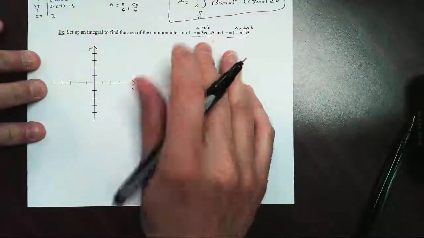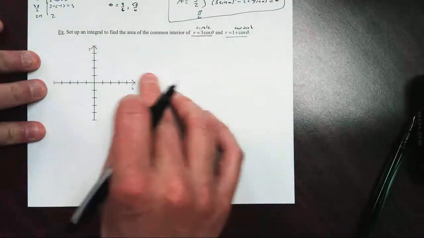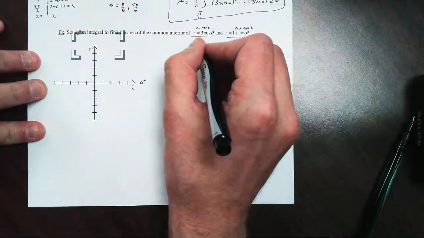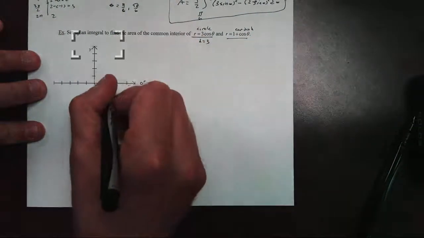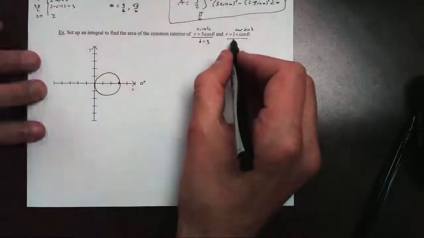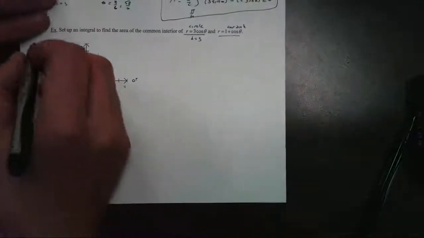Alright, so first thing I want to do is graph the circle. Now, graphing the circle is really not that bad. This is going to be a circle on the x-axis, and it's going to have a diameter of 3, so I can graph this one real quickly. Circles are easy to graph. But the cardioid, I will take a little bit more time to graph that one.